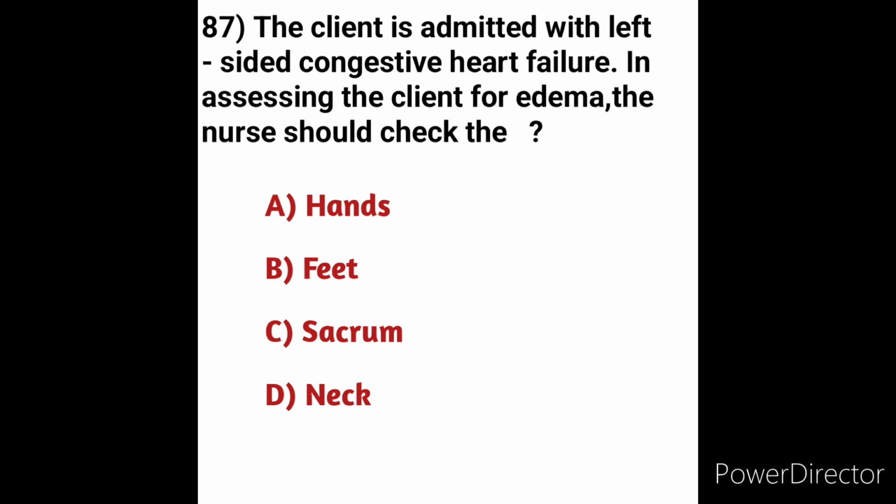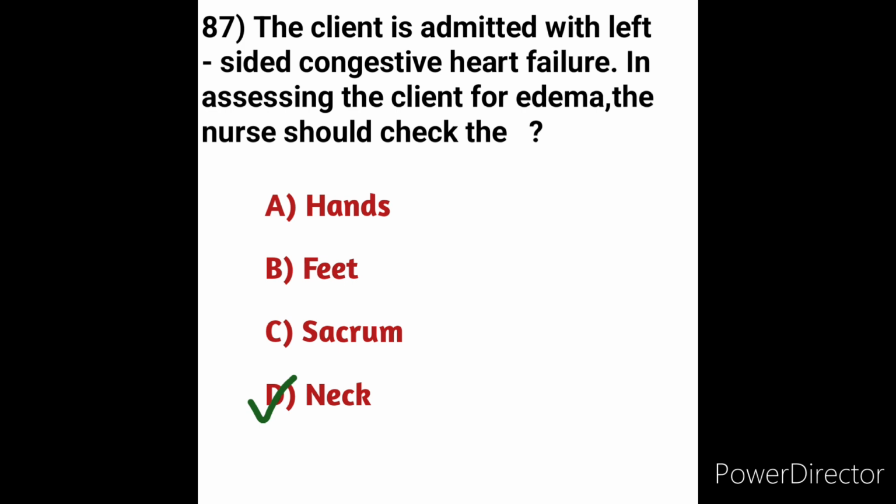Edema of the feet and hand do not indicate central circulatory overload. So option A and B are incorrect. The neck veins should be assessed for distension in the client with congestive heart failure. So here option D, neck is the correct answer. Edema of the sacrum is an indication of right-sided congestive heart failure, not left side. For a patient with left-sided congestive heart failure, the nurse should check the neck. Option D is the correct answer here.